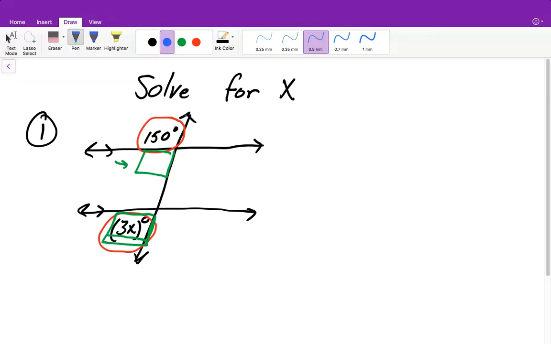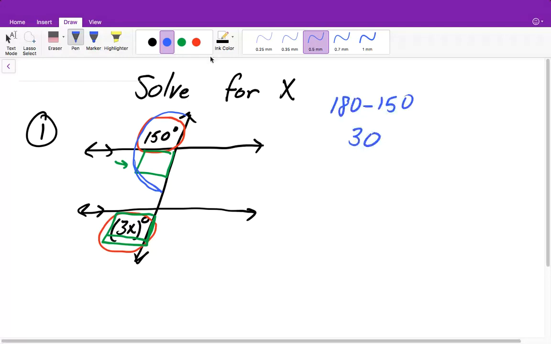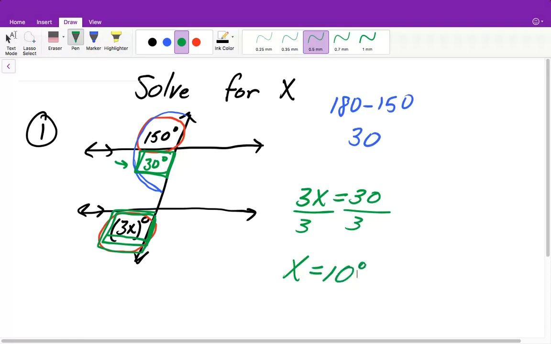And we know that a straight line forms 180 degrees. So we can then do 180 minus 150, which is 30 degrees. So I know that this green box, this angle, has to be 30 degrees because they have to add up to 180. So now this is corresponding with this. So we can then say 3x is equal to 30, divide each side by 3, and x is equal to 10 degrees. All right, so that's how you would solve for number 1.